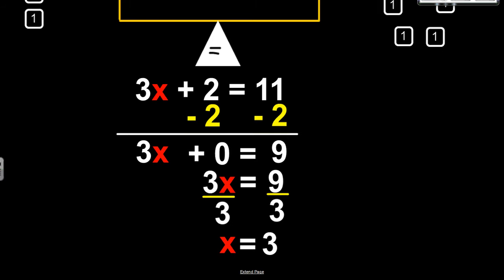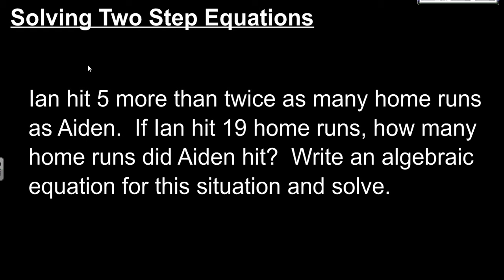Let's take a look at a real-world example now. Ian hit 5 more than twice as many home runs as Aiden. If Ian hit 19 home runs, how many home runs did Aiden hit? Write an algebraic equation for this situation and solve.